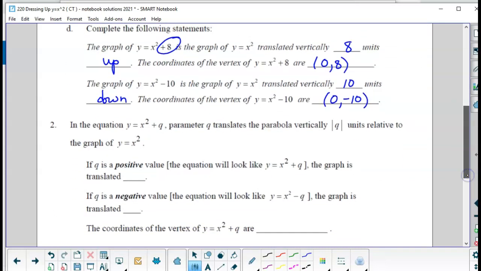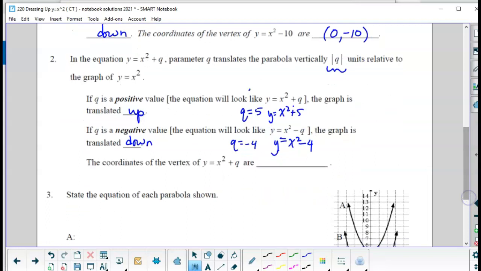In the equation y equals x squared plus q, q translates the parabola vertically q units relative to the graph of y equals x squared. So notice the absolute values there. That's just telling you how many units, and then based on the sign of q, whether it's up or down. So if q is positive, so it looks like a plus a number, let's say q was 5, this would be x squared plus 5. Then the graph is translated up. If q is negative, let's say q is negative 4, it would look like y equals x squared minus 4. So that's down. The nice thing about vertical translations is if it's solved for y, that constant term tells you your translation. So the coordinates of the vertex of y equals x squared plus q are 0, q.